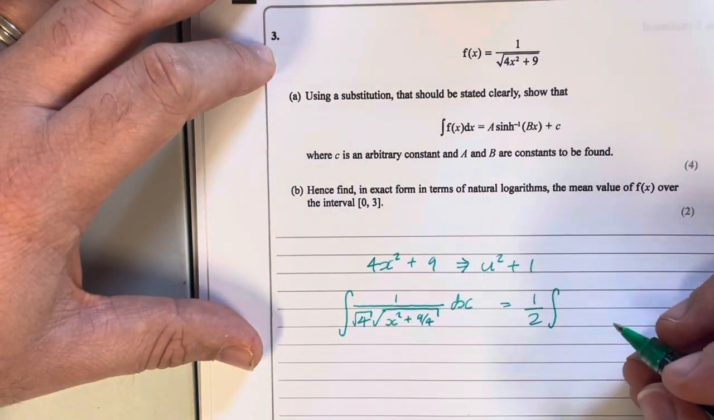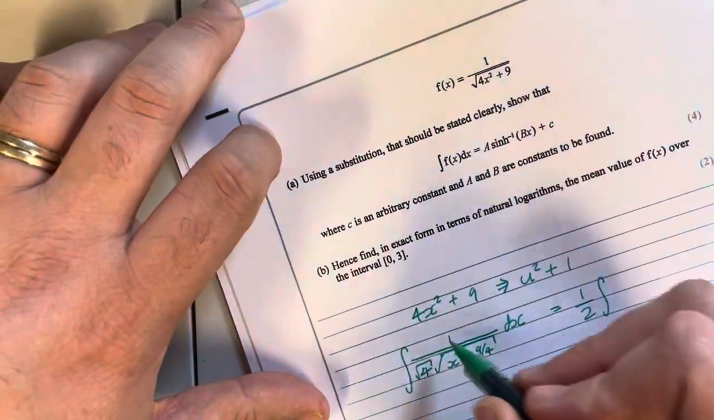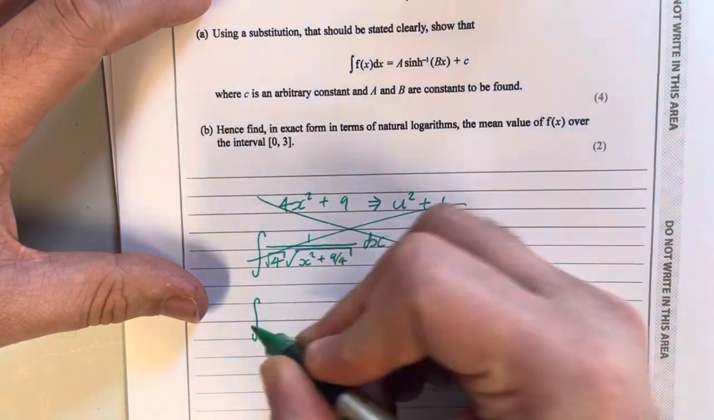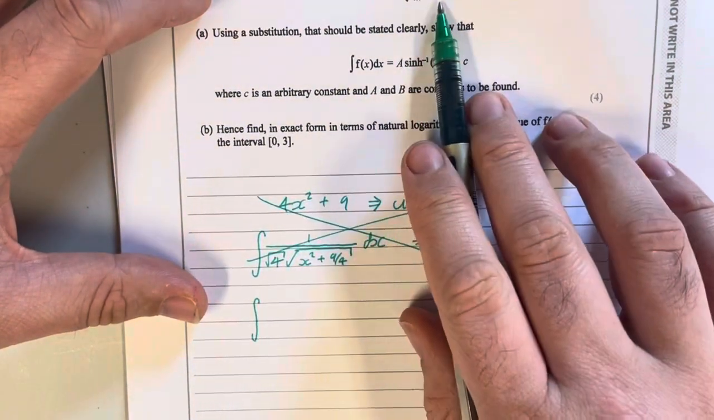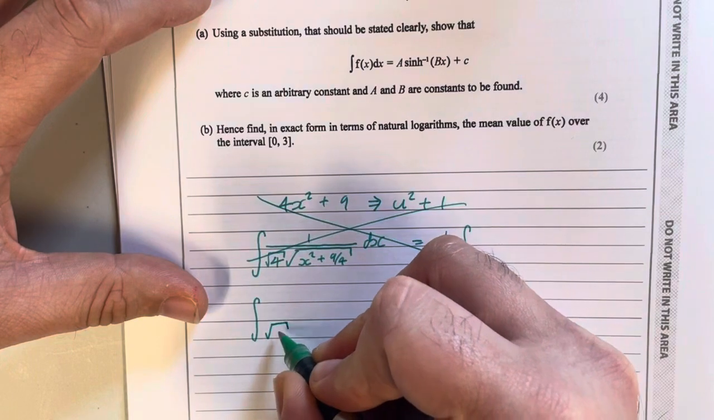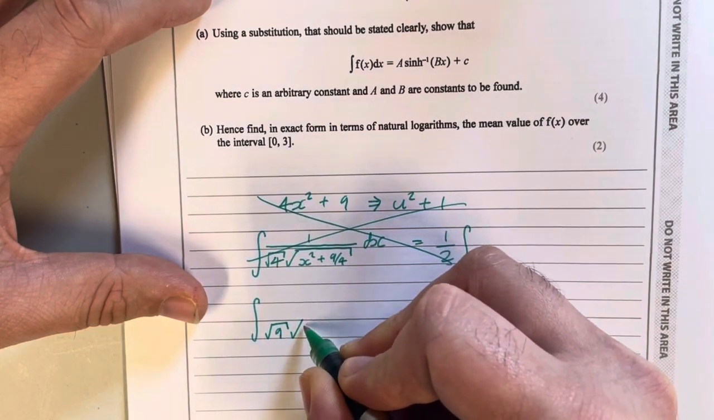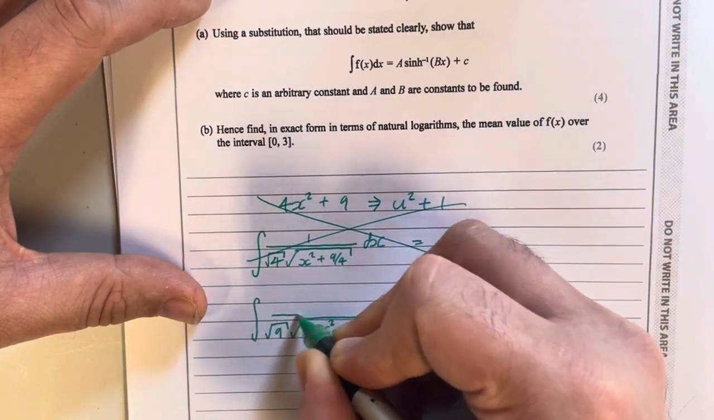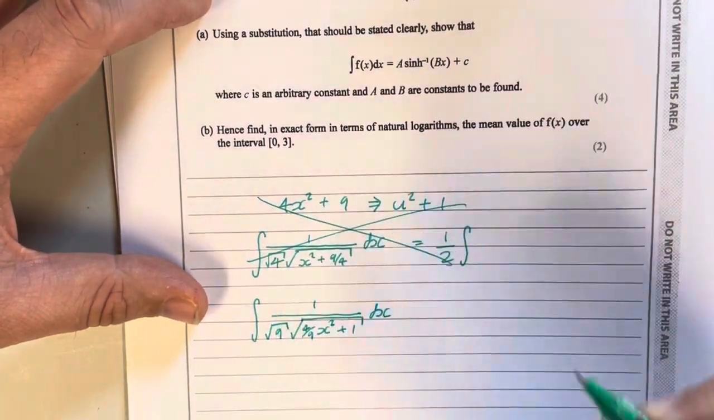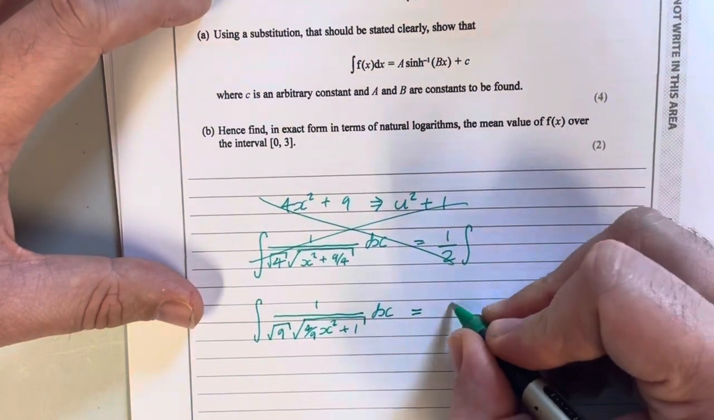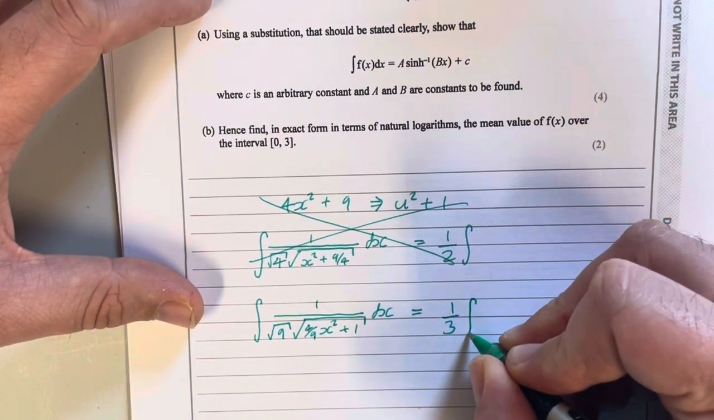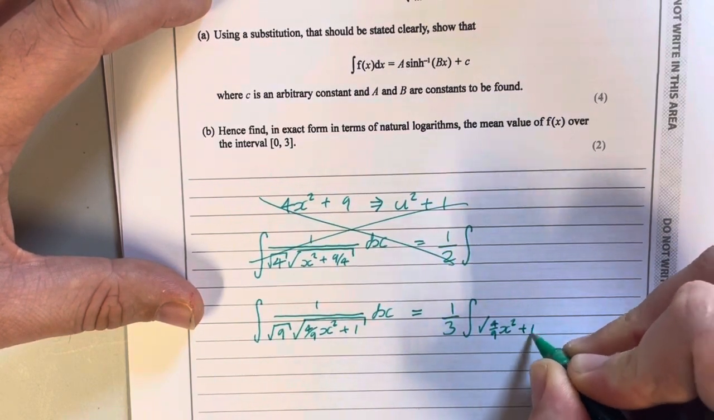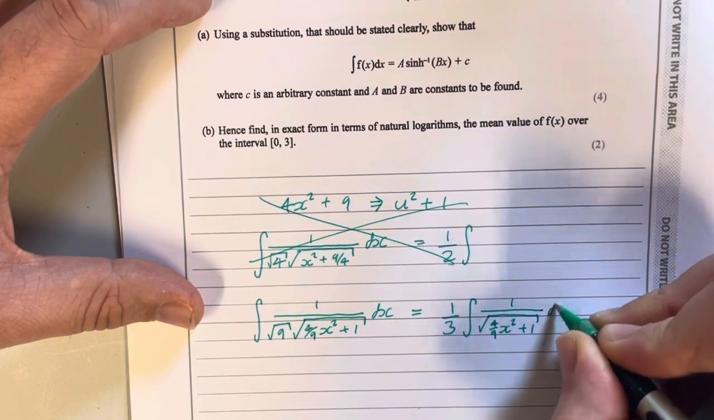No, I've done it wrong. Start that again. I want to pull out a 9th because I want to make this a 1. Apologies. So we're going to get the square root of 9 times the square root of 4 over 9 x squared plus 1, all under 1 dx. There we go. Now we pull out a third, and we get the integral of the square root of 4/9 x squared plus 1, all under 1 dx.